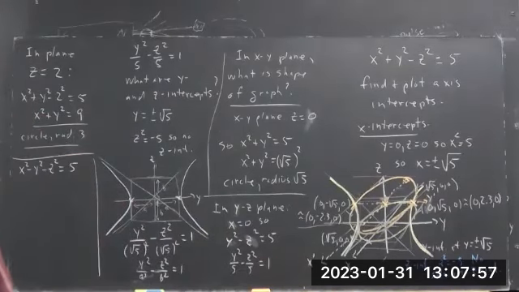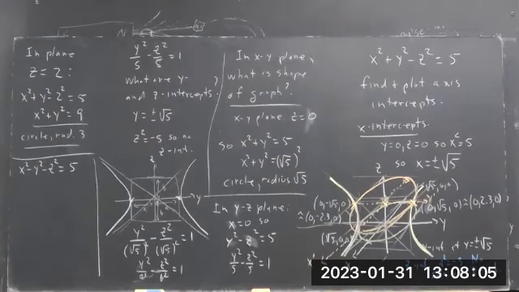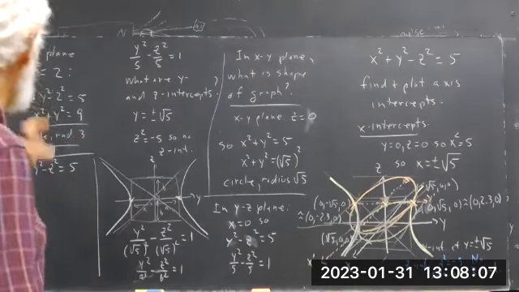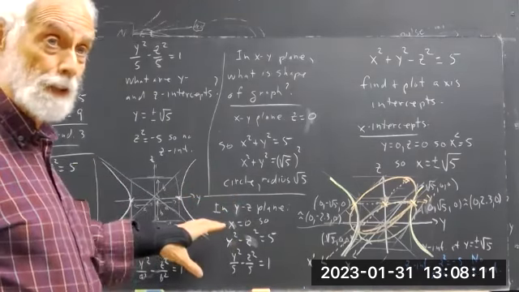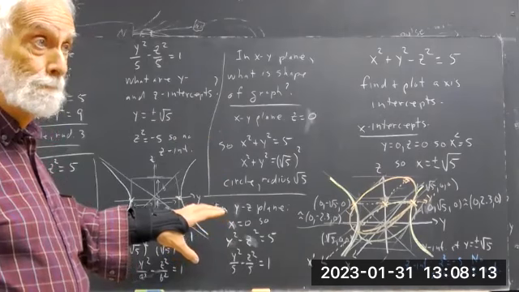Take a couple of minutes, kind of think it through. You can think through where the intercepts are going to be, and think through what the shapes are going to be in the various coordinate planes. And of course, we did the YZ plane here. The XZ plane would have looked exactly like the YZ plane.